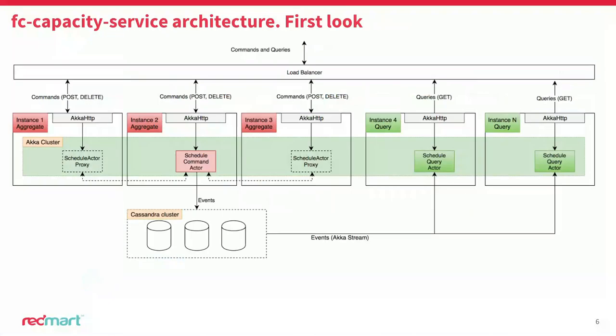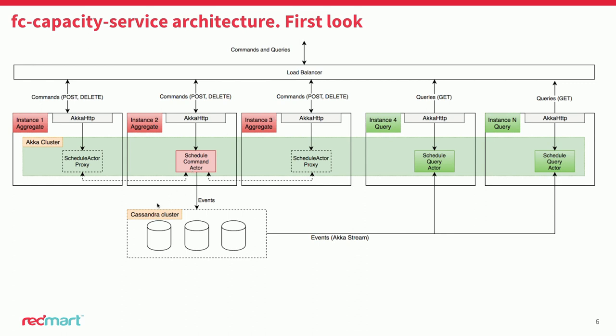So in front of the service, we have a load balancer. We have aggregate nodes, and we have query nodes. It's an implementation of CQRS. The load balancer immediately splits the queries: POST and DELETE queries, which make modifications, are sent to the aggregate nodes, which are in red. All the GET requests go to query nodes, which are green. All of the nodes are tied together with an Akka cluster. And all the requests, HTTP routing, all of this stuff is served by Akka HTTP, so you can see it everywhere.